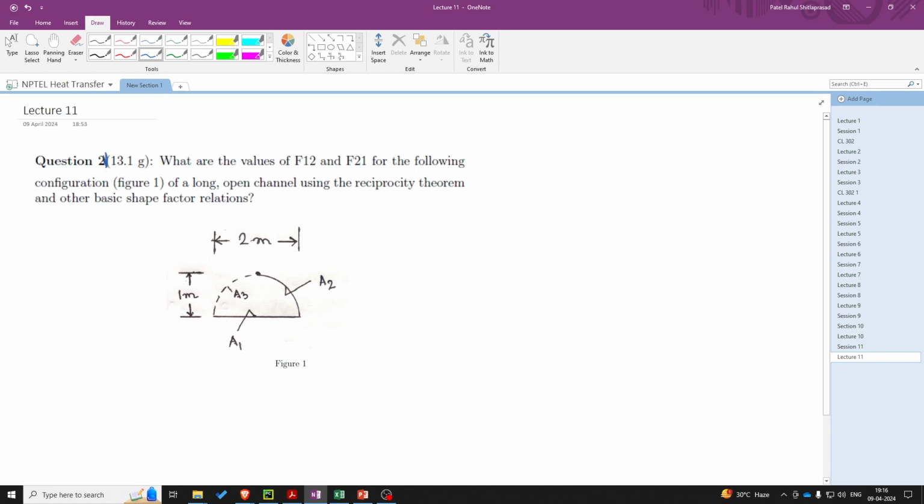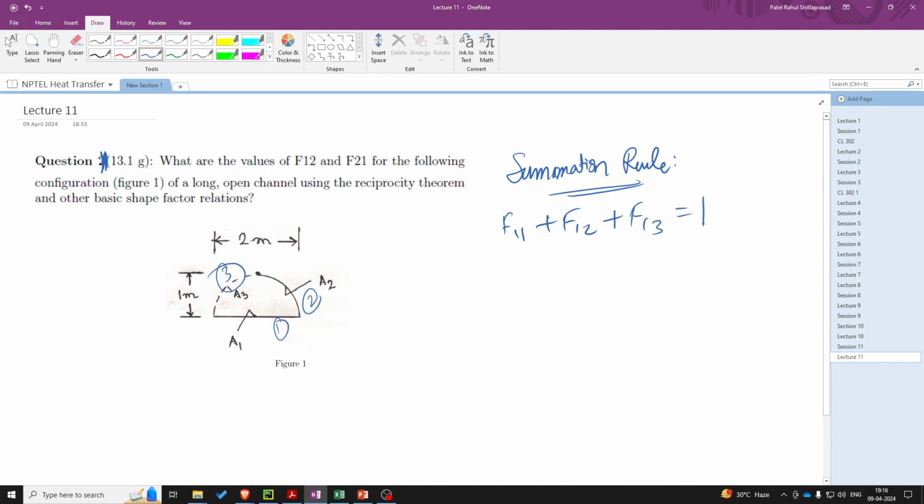So this is question number 1. We studied 2 rules. The first one was the summation rule. For this system, whereby we have three surfaces, 1, 2, and 3, we can write the summation rule as F11 plus F12 plus F13 is equal to 1.